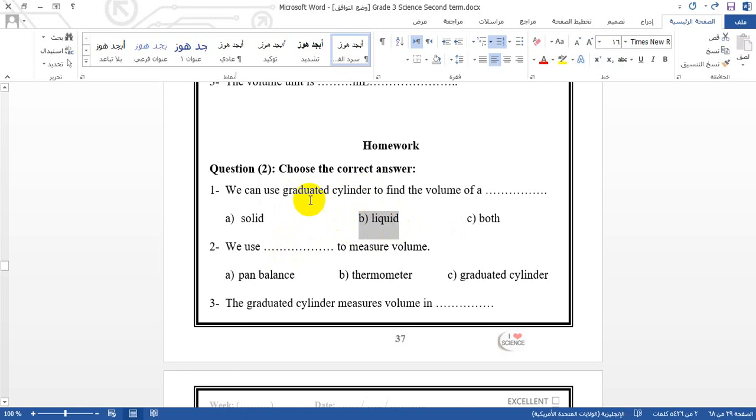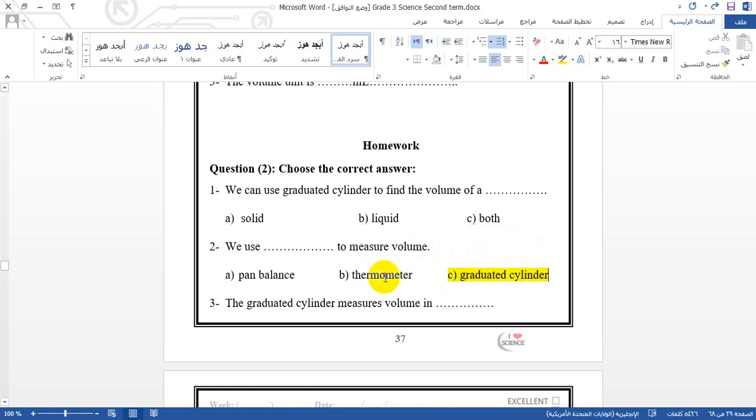So the graduated cylinder, we use it for measuring the volume of liquid and rocks, irregular objects, in case of displacement. Number 2: we use it to measure volume. Band balance, thermometer, or graduated cylinder. Which one of them is the correct answer here, guys? Sure, when we measure the volume, we use the graduated cylinder.